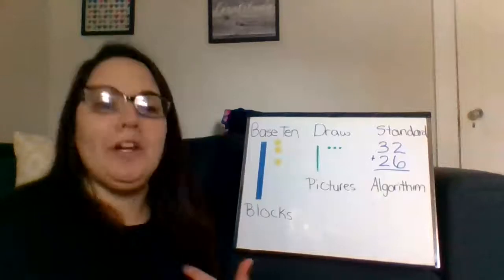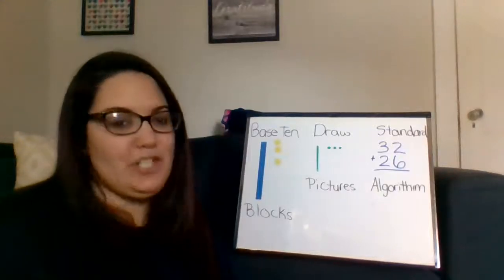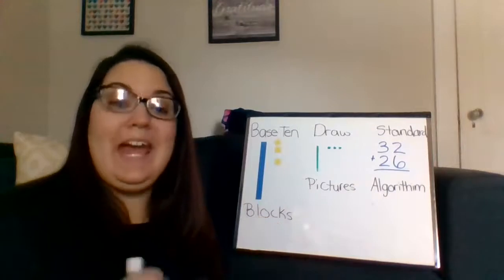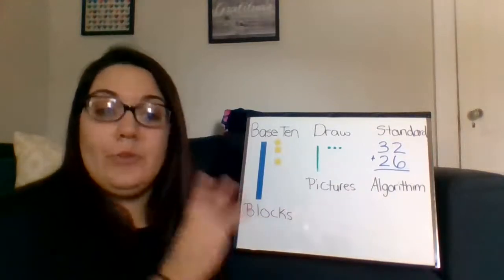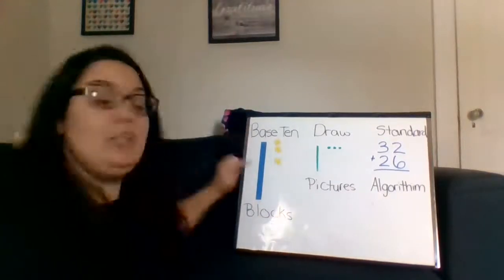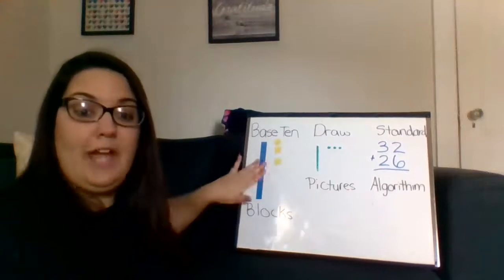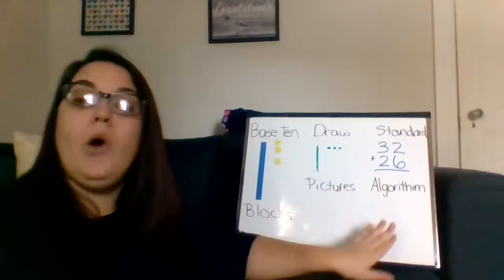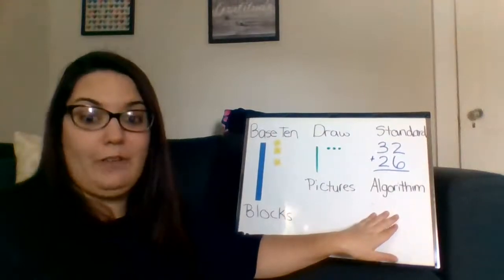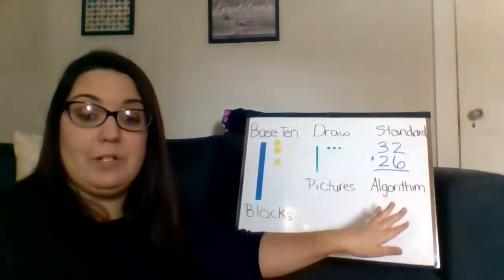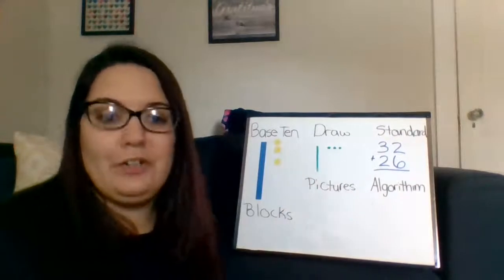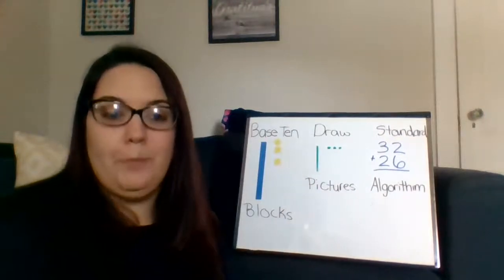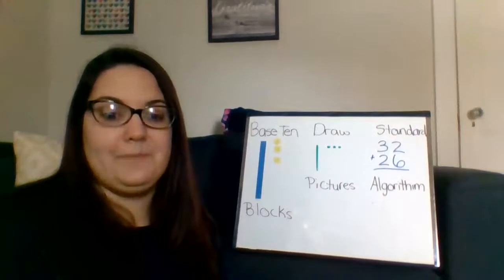Hi everybody! We're going to be learning how to add two-digit numbers together with regrouping and without regrouping. And there are three ways that we can do that. We can use our base 10 blocks where we have our tens and our ones. We can draw pictures of our tens and ones, or we can use our standard algorithm, which is just adding up the numbers. Today, we're going to learn how to add two-digit numbers using our base 10 blocks.